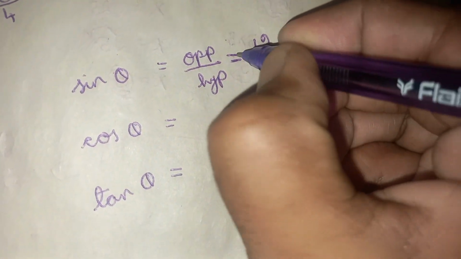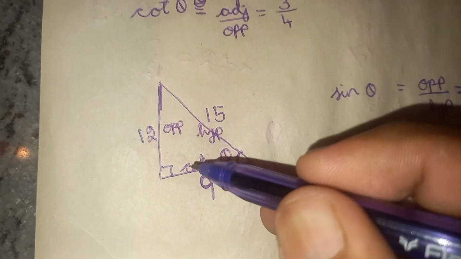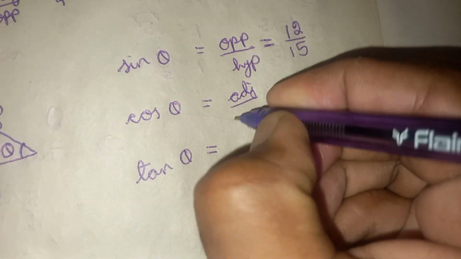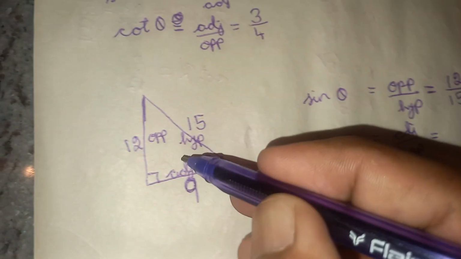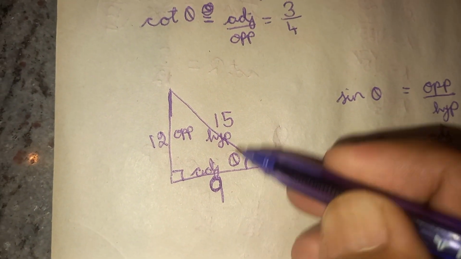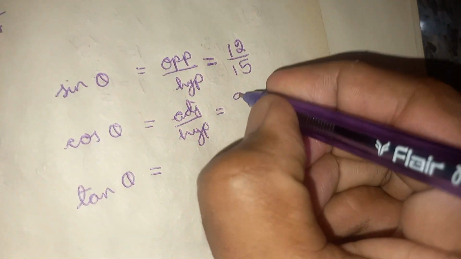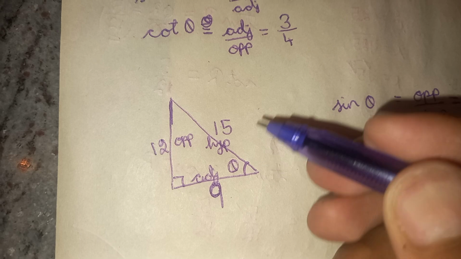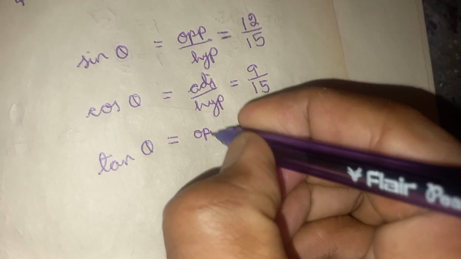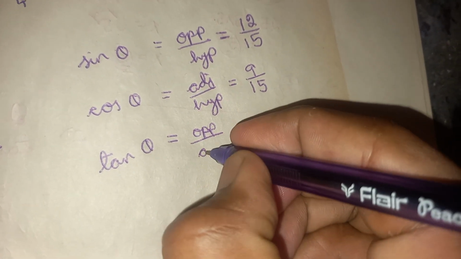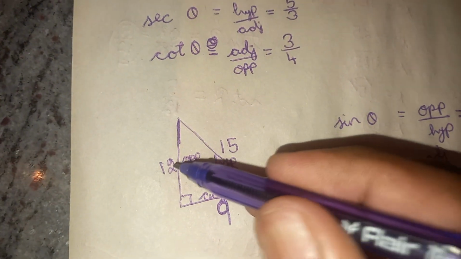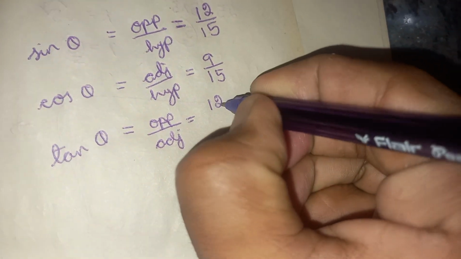Now let's find cos theta. Cos theta means adjacent by hypotenuse. The joining side, adjacent, comes in cos theta: 9 by 15. Now tan theta means opposite by adjacent. The hypotenuse won't come in tan or cot; only opposite and adjacent. Here it is 12 by 9.